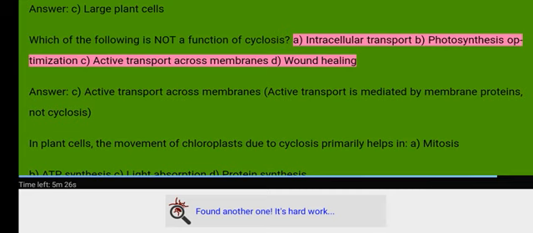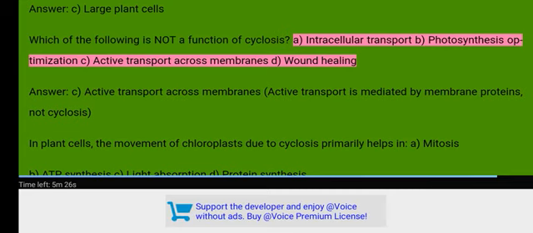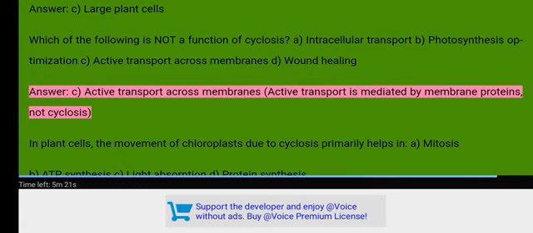Intracellular transport. B. Photosynthesis optimization. C. Active transport across membranes. D. Wound healing. Answer: C. Active transport across membranes. Active transport is mediated by membrane proteins, not cyclosis.